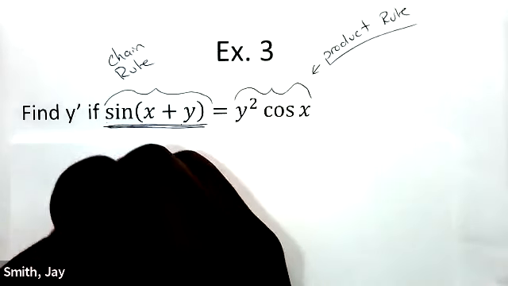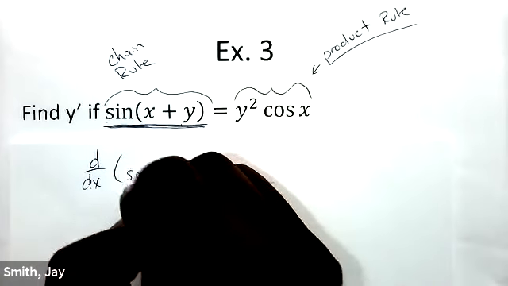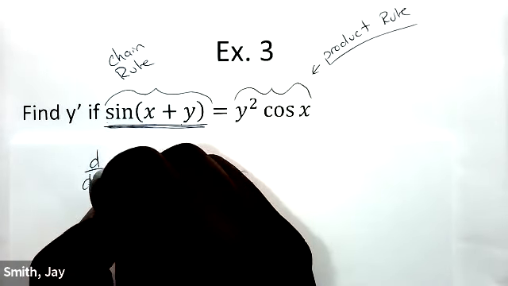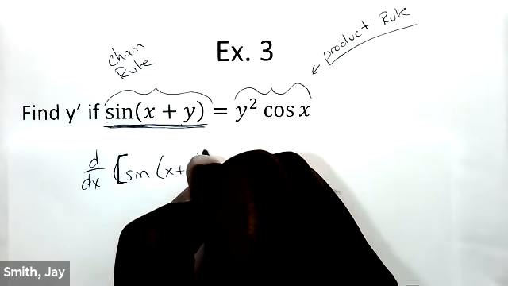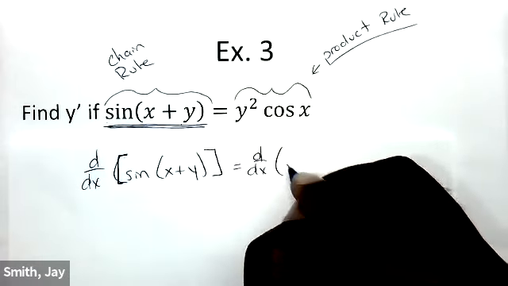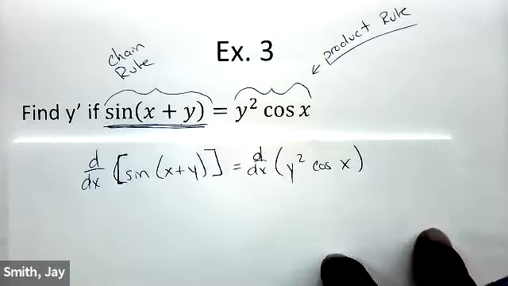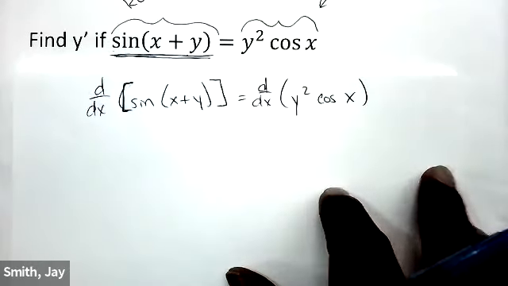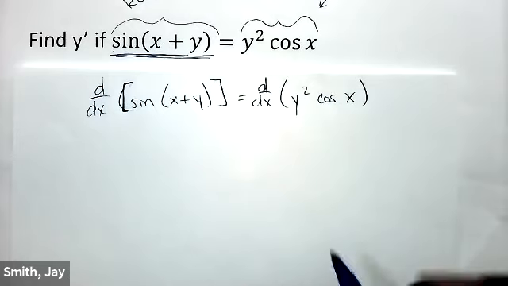So just to be clear, and I do want to make sure we had this in our notes, we're taking the derivative with respect to x of sine of x plus y, and then we're still taking the derivative with respect to x of y squared times cosine of x. So essentially, we're still taking the derivative with respect to x on both sides.